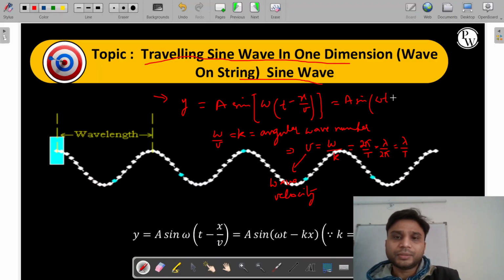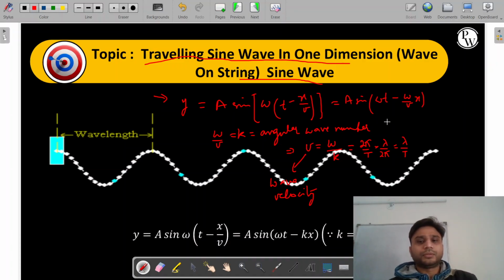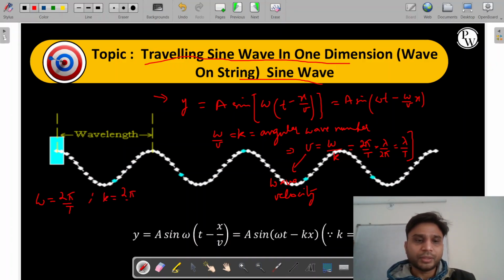Omega t minus omega by v into x. So these are some derivations which we can do. From this we learned that omega is equal to 2 pi by T and k is equal to 2 pi by lambda.